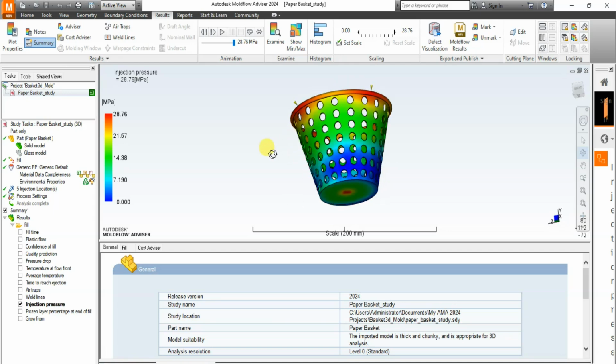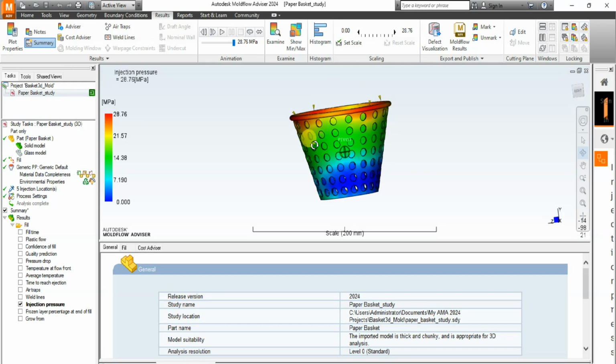Then, you should also look for particular areas that have the following issues: hesitation, overpacking caused by high injection pressure, as well as shrinkage. This is very important.